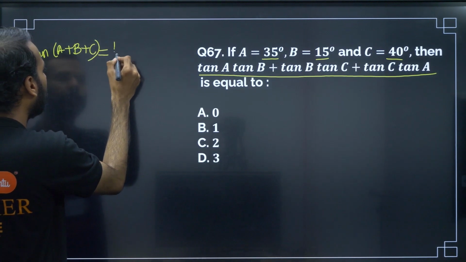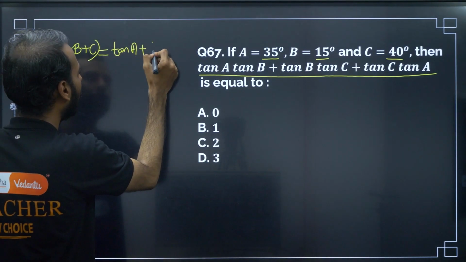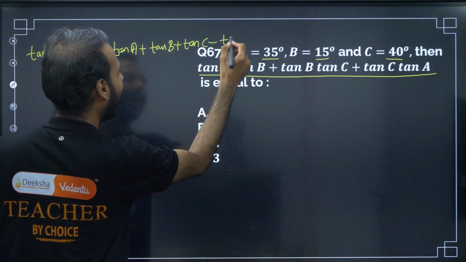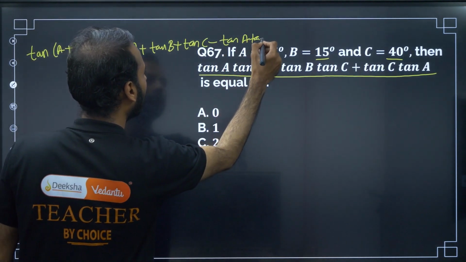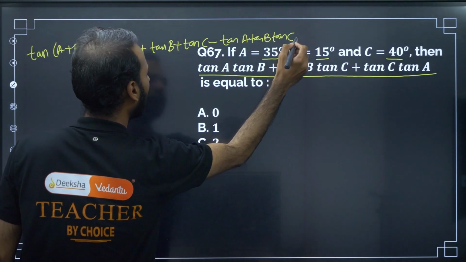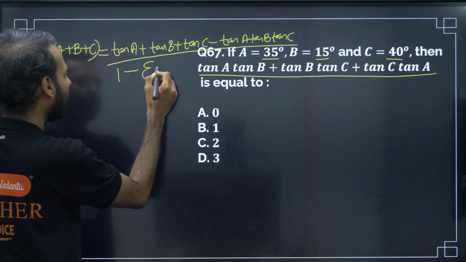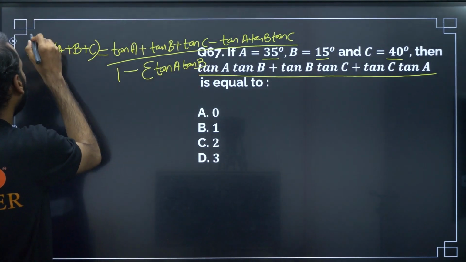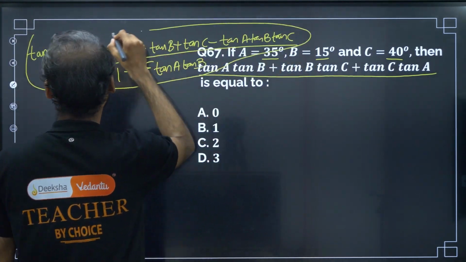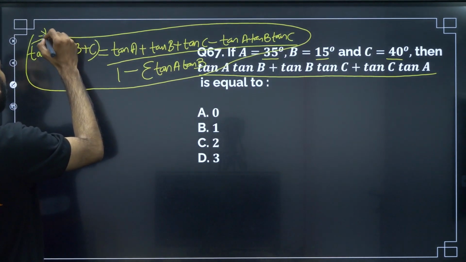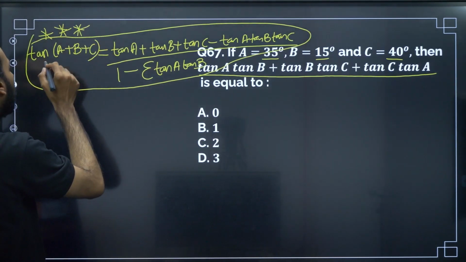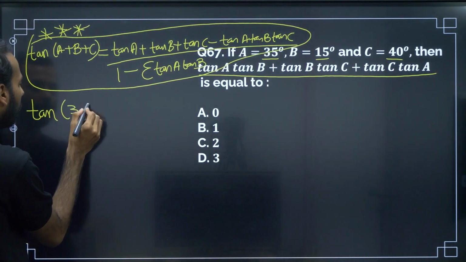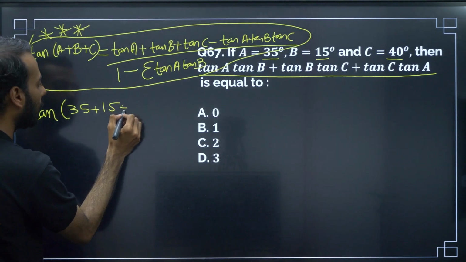Tan of A plus B plus C is tan A plus tan B plus tan C minus tan A tan B tan C, divided by 1 minus summation of tan A tan B. This is the formula in trigonometry. This formula I am going to use here, tan of A plus B plus C. A is 35, B is 15, C is 40.